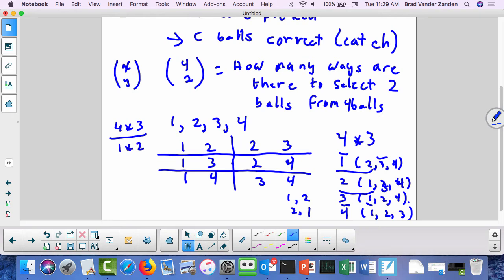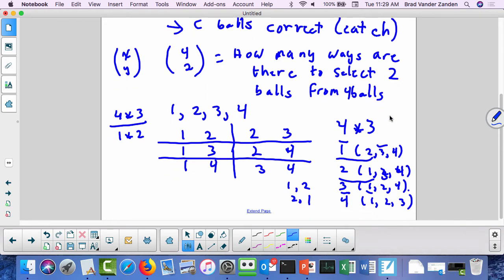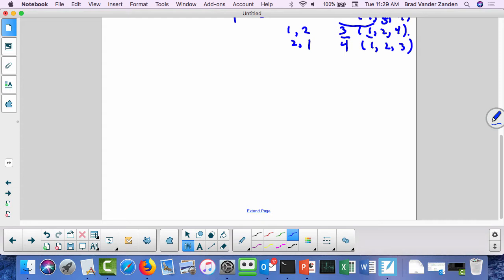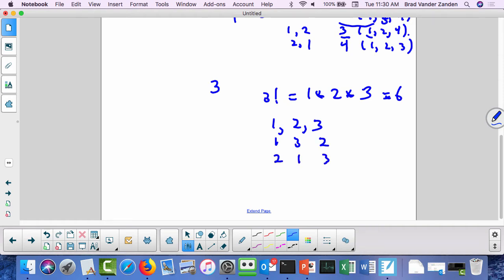In this case, it's 1 times 2. If I was choosing 3 balls, there are 3 factorial, or 1 times 2 times 3, which is 6 different ways you can order the same 3 balls. So if I have 1, 2, 3, I can also write it as 1, 3, 2, 2, 1, 3, 2, 3, 1, 3, 1, 2, or 3, 2, 1. There's 6 different ways I can write that.